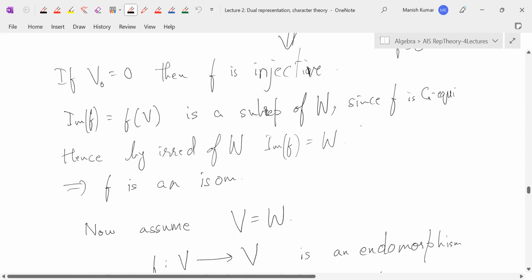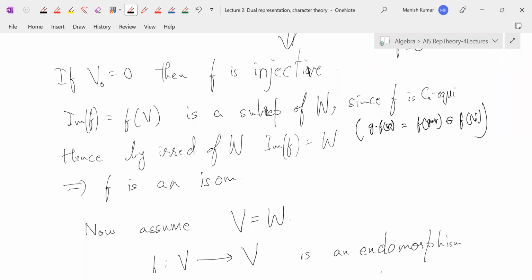Maybe one can verify this. So say something is in the image of F. So g dot F(v). We want to say that this is again in the image of F, but g dot F(v) we know is the same as F of g dot v, because F is G equivariant, which belongs to F(V). So if you start with something in the image of F and apply g to it, you still land in the image of F. So that tells you that the image of F is a sub-representation of W.